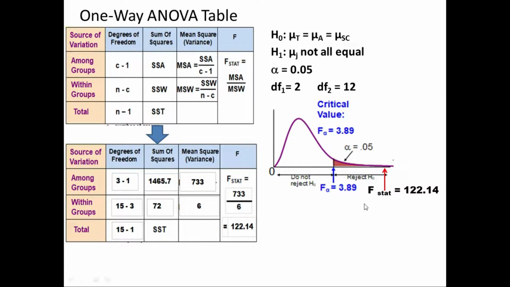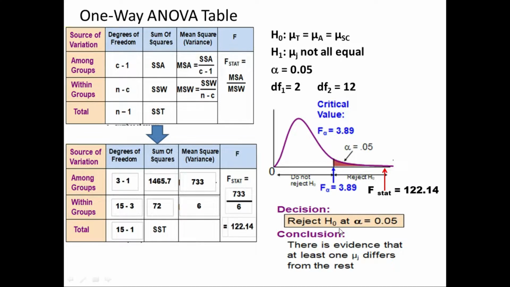And since the F statistic falls in the rejection region, the conclusion is that we have to reject the null hypothesis, where the conclusion is that there is evidence that at least one mean of the population differs from the rest. Okay, at least one. So that is the manual calculations for the hypothesis testing.